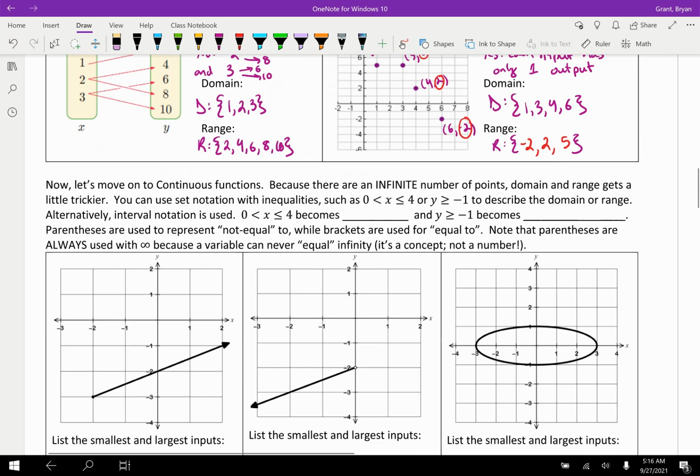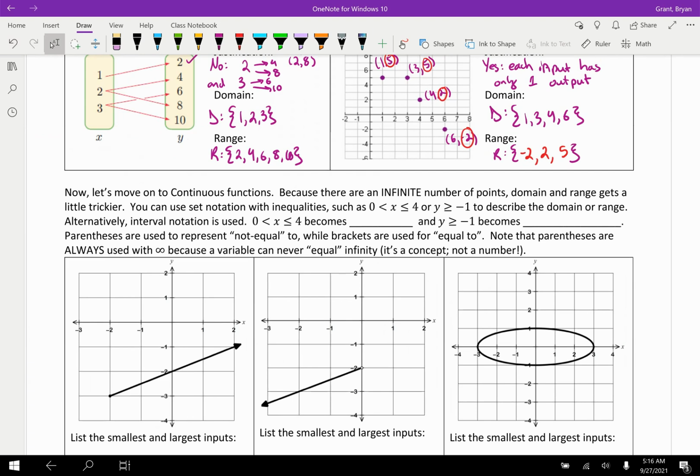Okay, so this really concludes our discussion on discrete functions, individual points. Continuous functions can be a little bit trickier. And the reason they're a little bit trickier is because there's an infinite number of points there. And when you're dealing with an infinite number of points, in particular, the domain and range can be a little bit harder. There's actually two ways to write the domain and range for continuous functions.